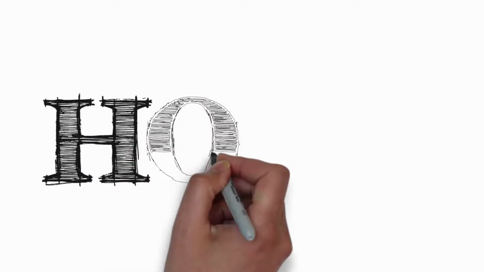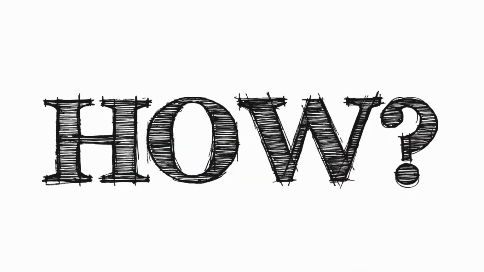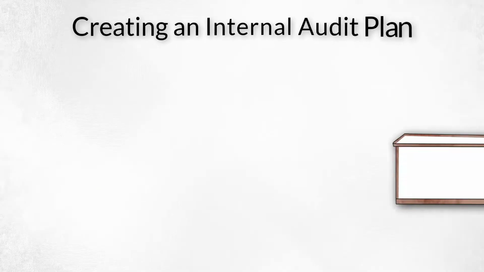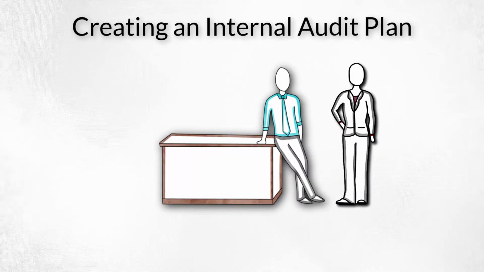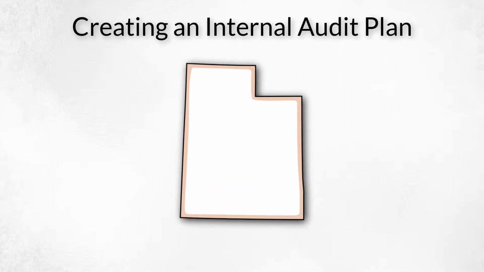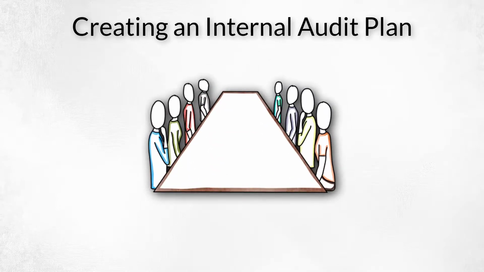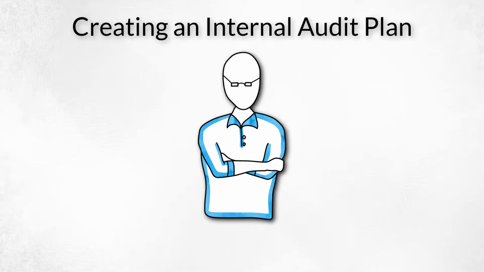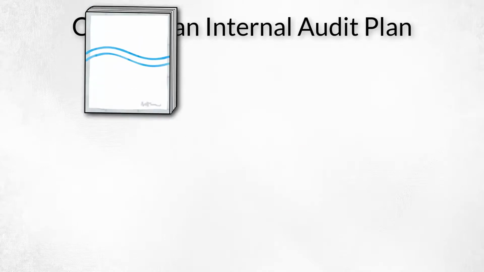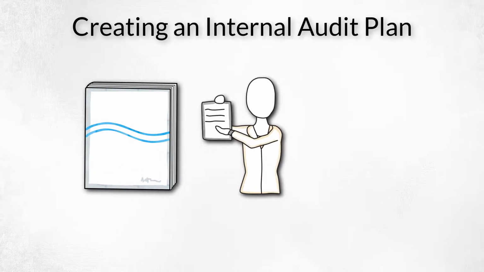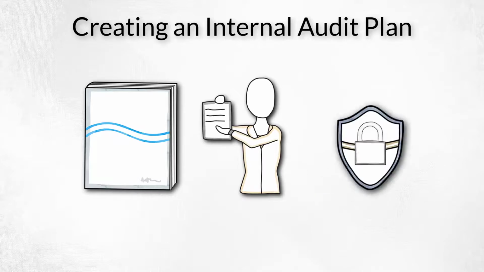How do you create an internal audit plan? Generally, the internal audit director or chief audit executive, in most Utah governments this could be the Audit Committee, consults with senior management, the governing body, and its financial expert to obtain an understanding of the entity's statutory requirements, policy objectives, and associated risks and controls.